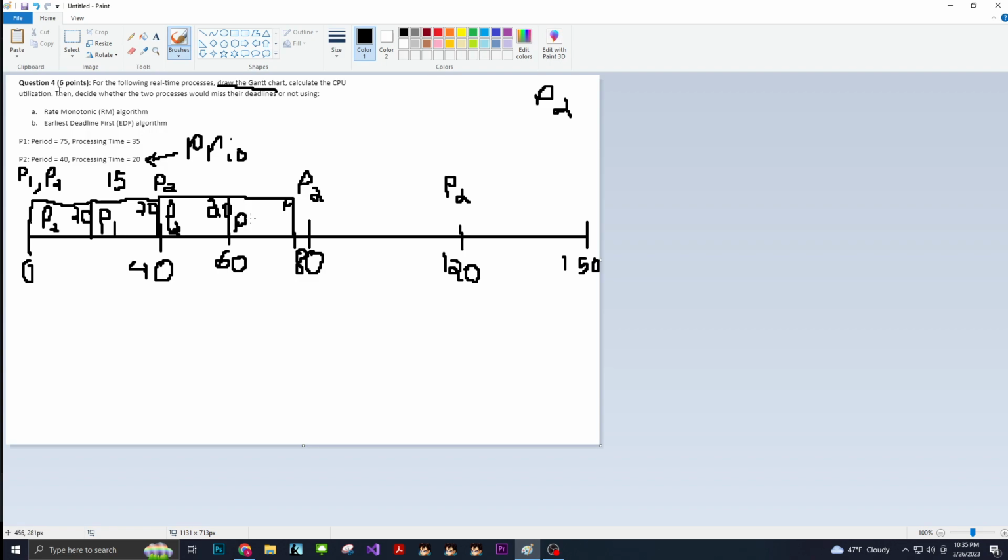And then we finish. This is P1. This is 15. We finish just as the second P1 at the 75 mark starts. This is the 75 mark. So the P1 at the 75 mark starts at the time unit of 75. So this first P1 executes and finishes just in time for the second P1 to start.